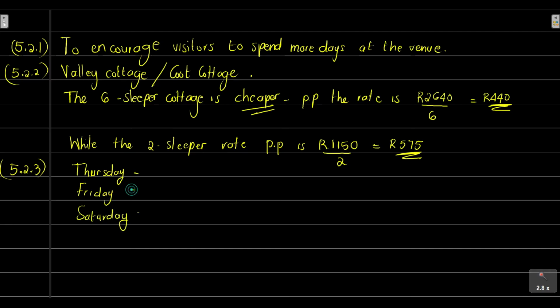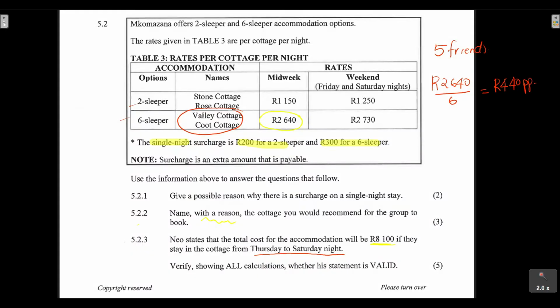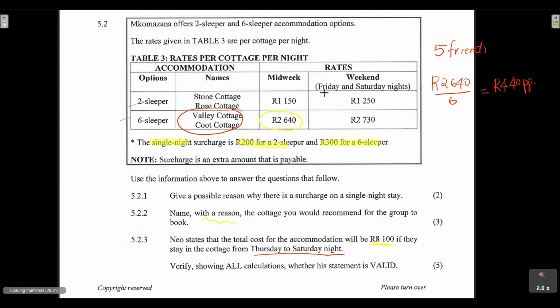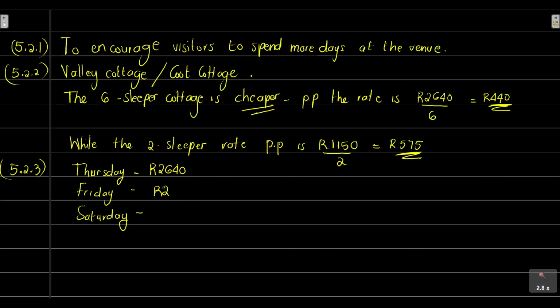Okay. What is the rate for the 6-sleeper on midweek, or on Thursday? We see that it's 2,640. What is the rate for Friday? We see that the rate for Friday and Saturday nights is 2,730. And the rate for Saturday is also going to be 2,730. So all that we need to do is add up all these prices to get the total cost for accommodation.